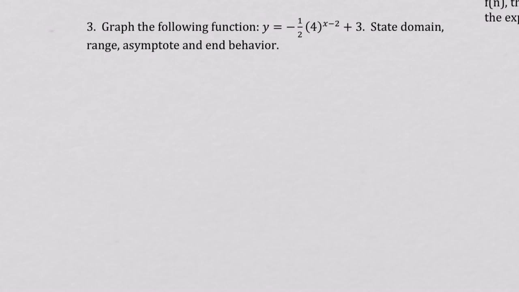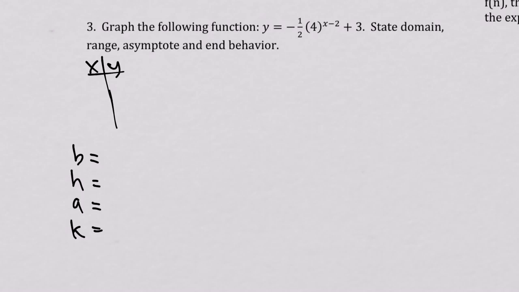Alright, number 3, graph the following function: y equals negative 1/2 times 4 to the power of x minus 2, plus 3. State the domain, the range, the asymptote, and the end behavior. I'm probably not going to do the entire problem all the way to the end. I know you guys know how to graph, but I'll show you the basic steps. I'm going to start with the parent function table, and by finding b, h, a, and k, as we always do.